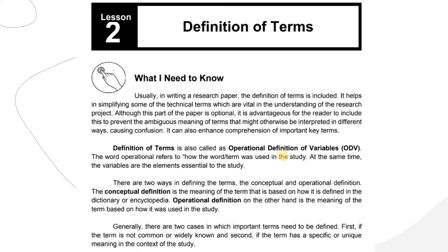So usually in writing a research paper, the definition of terms is included. So very important yung definition of terms. It is called the operational definition of variables, or yung ODV. Now, the word operational refers to how the word or term is used in the study. Think of it this way, if you are buying, let's say, a gadget, a cell phone, a computer, there's always a manual of operation. And then from there, nakalagay yung mga terms that you have to understand. And then dito, operational definition of variables.